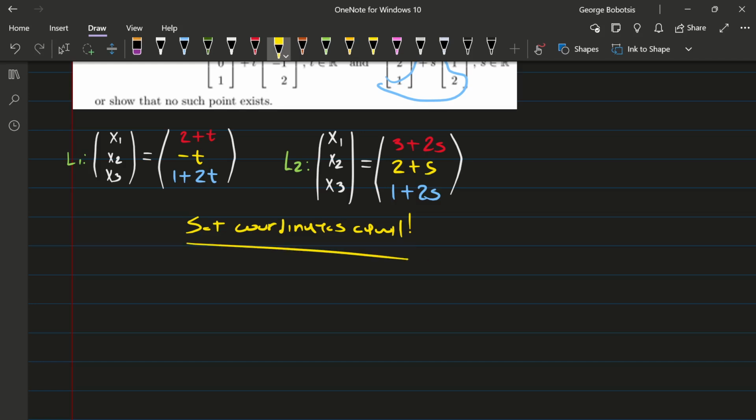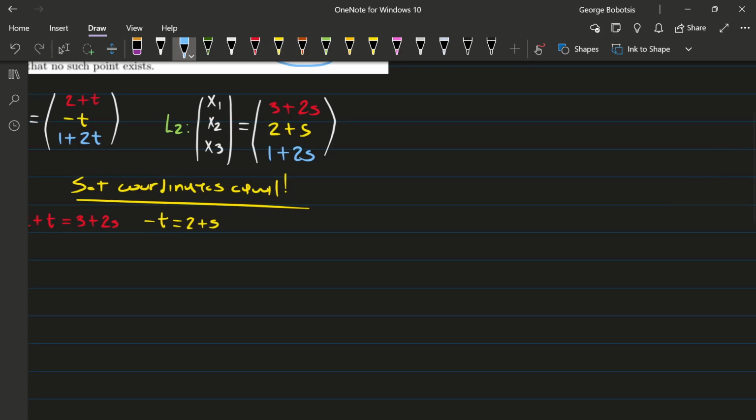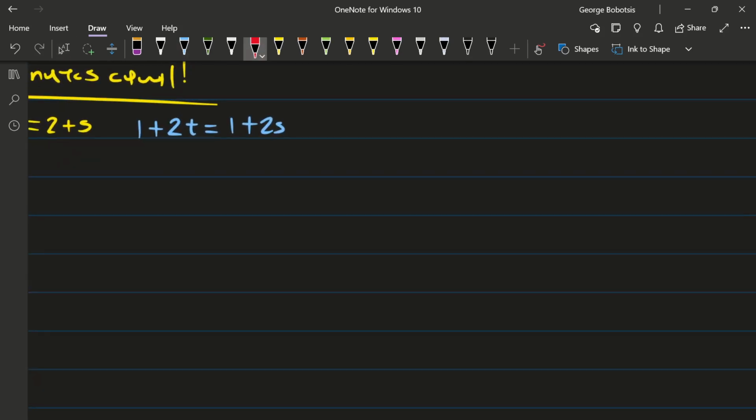All right, so let's start maybe with the x1s. So I go over here, 2 plus t is 3 plus 2s. The other one says minus t is equal to 2 plus s. And the third one says 1 plus 2t is equal to 1 plus 2s. If you notice that third one, by the way, it tells you that t is equal to s right there. Interesting.